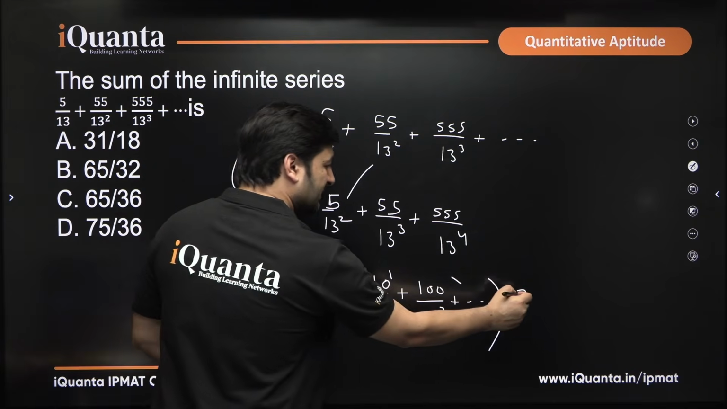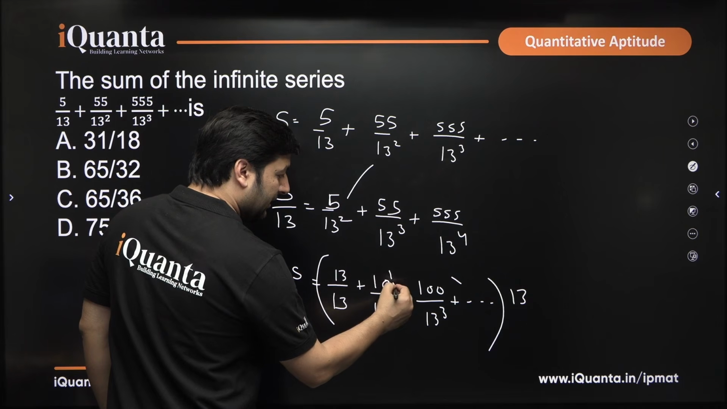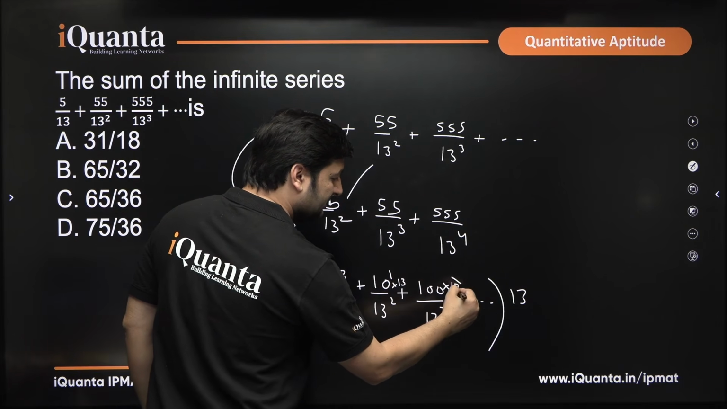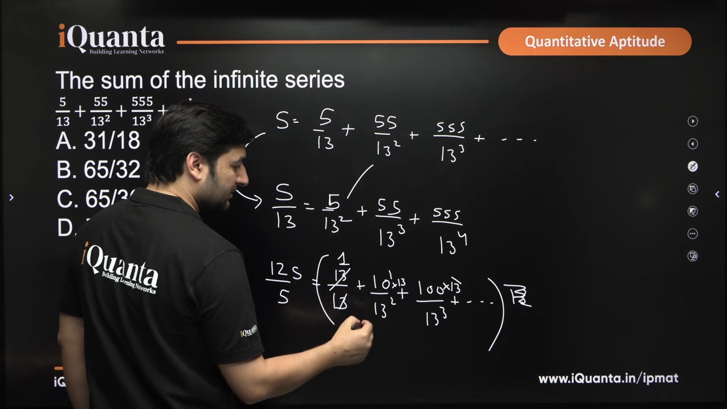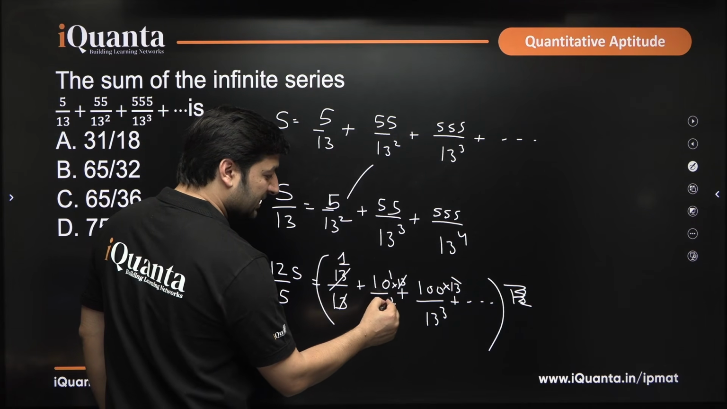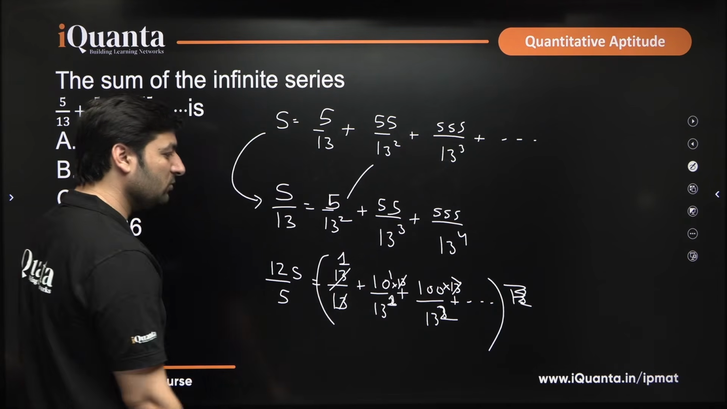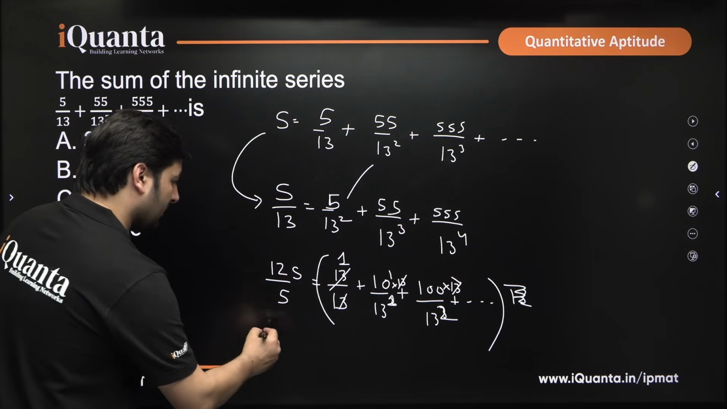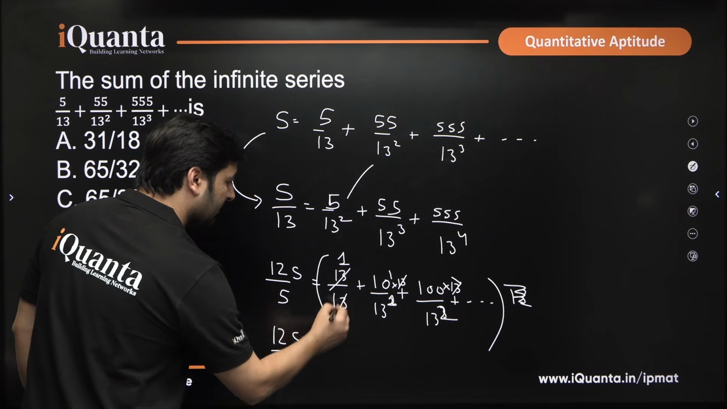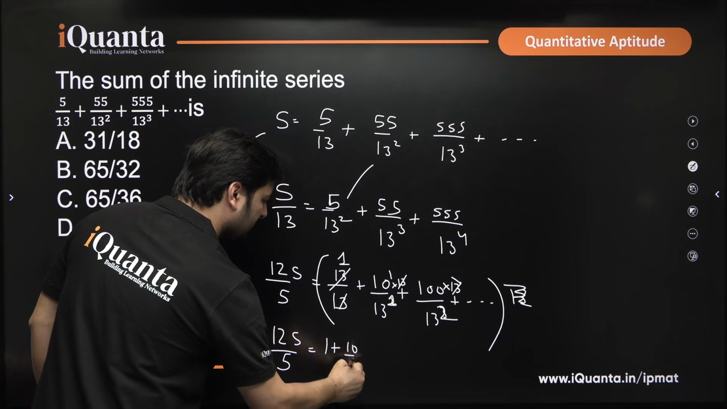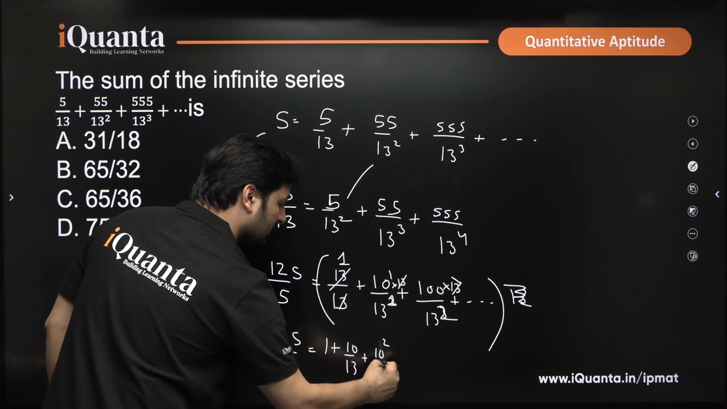Okay, so once I multiply all the numerators by 13, I get 13 here, 13 here, 13 here like this, yes or no? Once this 13 is multiplied inside, 13 cancels, I get 1 here, right? From this, 13 square gets cancelled, this becomes 13 to the power 1. From this, 13 cube gets cancelled, this becomes 13 to the power 2. What do I eventually get? I get 12s by 5, and here I have 1 plus 10 by 13 plus 10 square, 100 can be written as 10 square upon 13 square.